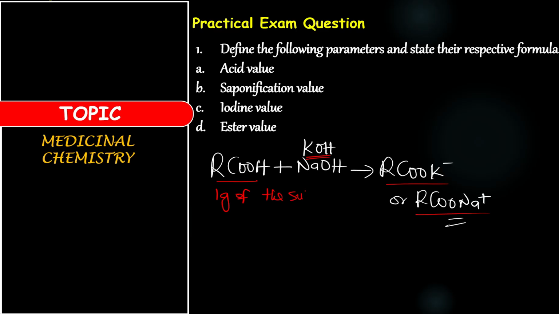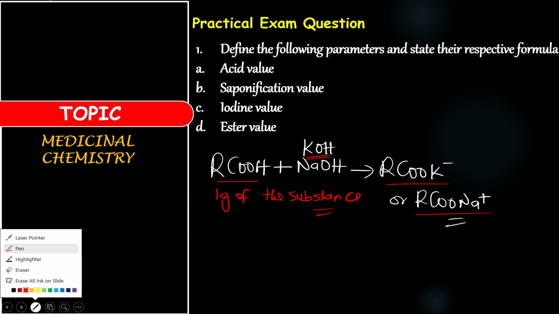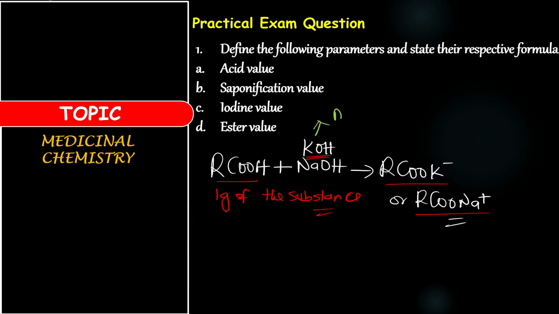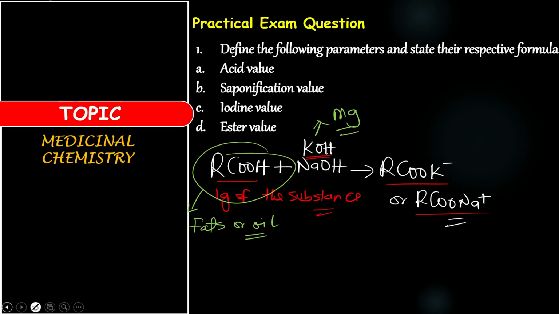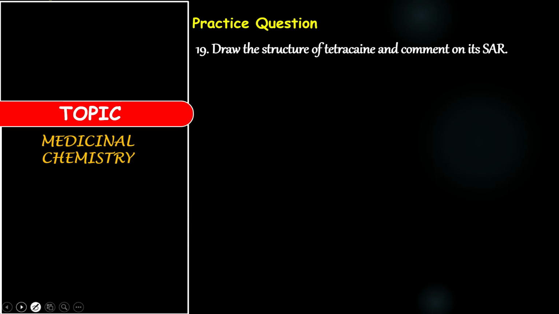So you see that it's almost the same thing as the acid value, but this time you are talking about saponification. The amount of KOH, expressed in what? Expressed in milligram, that is required to saponify 1 gram of either a fat or oil. That is the saponification value. Now listen, the saponification value also has a formula. For the acid value, use normality, not molarity.